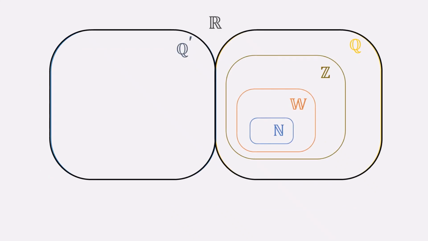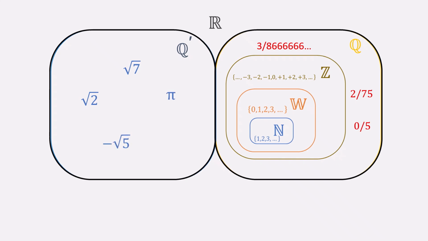Natural numbers start from 1, whole numbers start from 0. Integers include negative numbers, 0, and positive numbers. Rational numbers are any numbers like 2.75 or 0.5 that have a terminating decimal, or numbers like 3.86666 where a digit or a sequence of digits repeats. Irrational numbers are numbers like square root 7, square root 2, pi, negative square root of 5, and square root 3, which have non-terminating, non-repeating decimals.